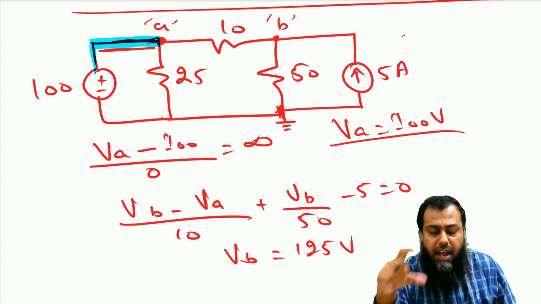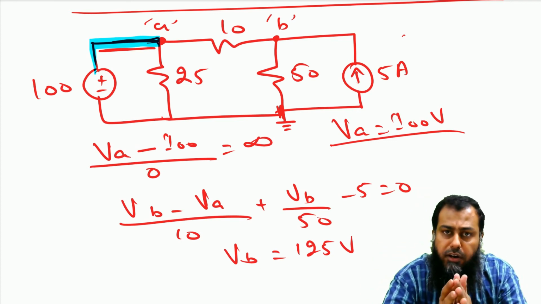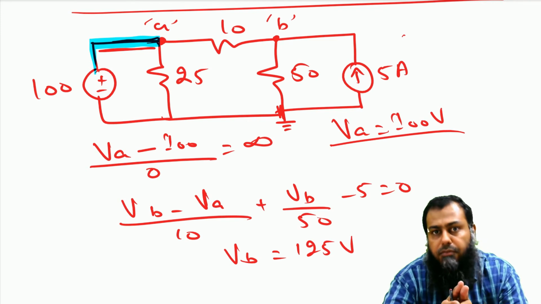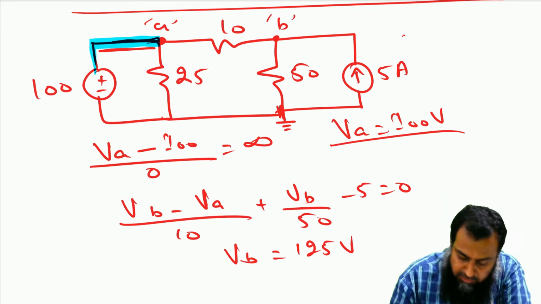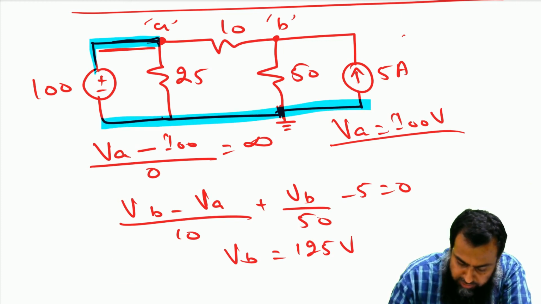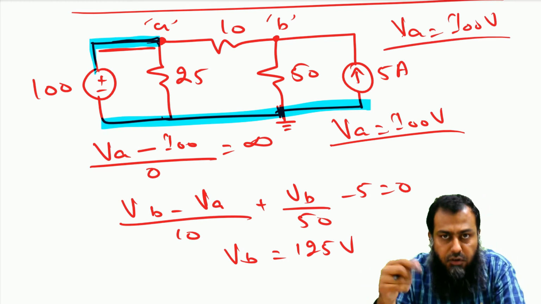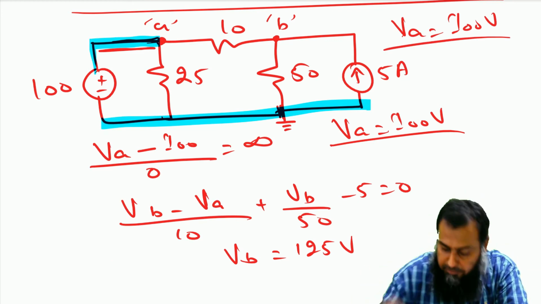So if we have a voltage source connected directly with some essential node, then we do not need to write the equation for that node. We should remember that this node has this voltage available, and because this whole bottom line is grounded, the voltage at this point VA is equal to 100 volt, right? So this is another case of the node voltage method.